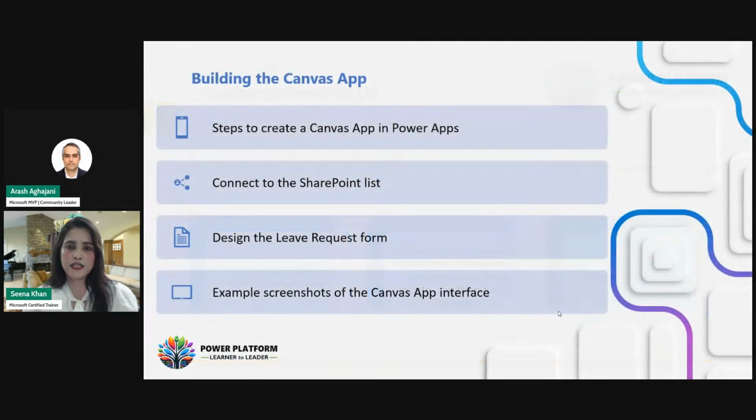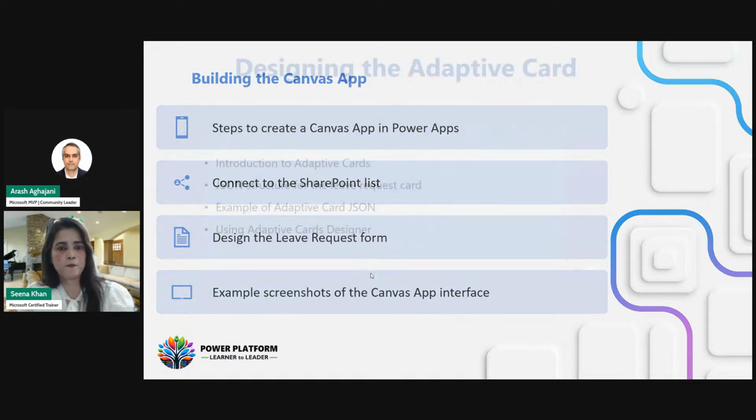After creating the list, I'm going to build the Canvas app, which we use for creating various types of apps. If you are going for more design-oriented application building, then Canvas app is the best solution in Power Platform. I will show you how to create a Canvas app in Power Apps, connect it to the SharePoint list, and then design the leave request form in the Canvas app. There is an example, and I will show you that.